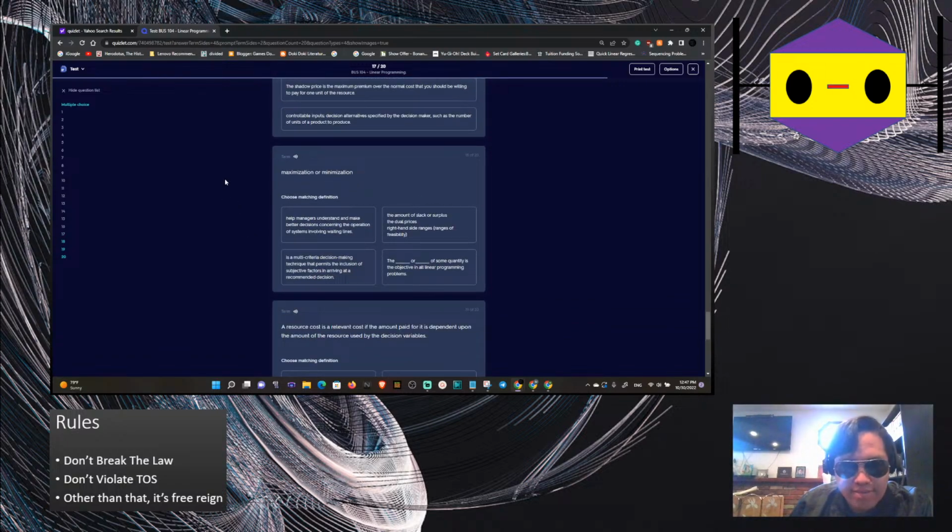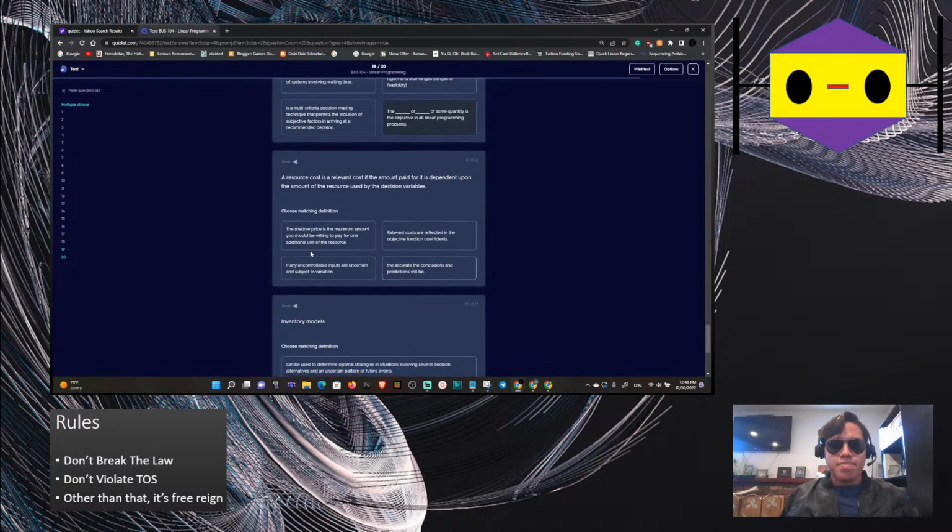Maximization or minimization. Oh, okay. I'm going to go with the maximization or minimization of some quantity is the objective of all linear programming models. D. You think anything else? Yeah, I think D as well. Okay. A resource cost is a relevant cost if the amount paid for is dependent upon the amount of resource used by the decision variable.